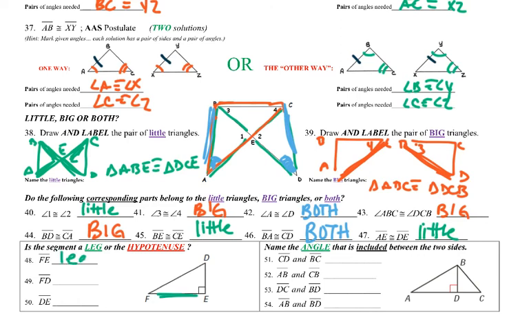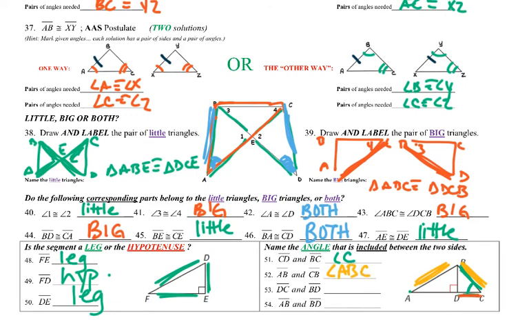FE here is a leg. FD is a hypotenuse. You can just abbreviate. And then DE is a leg. Name the angle that's included. CD, BC, the angle there is angle C. The angle between AB and CB, if I change colors, AB and CB, I can't just say angle B though, I have to say ABC. That's the big angle B.